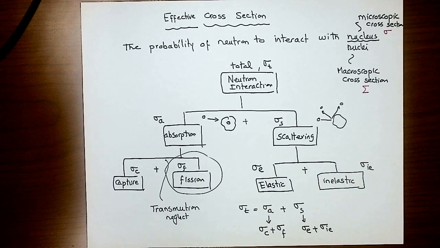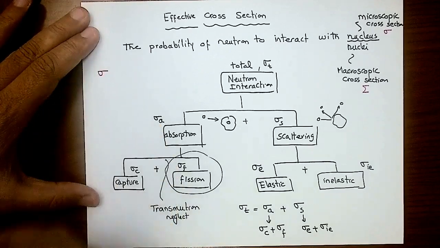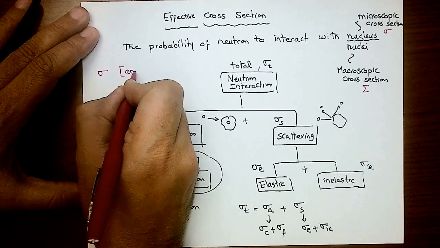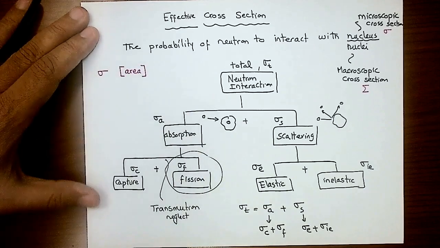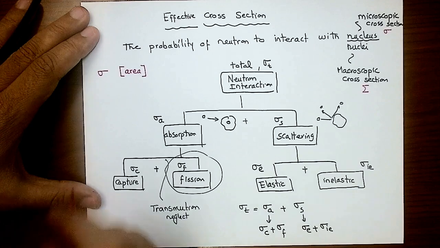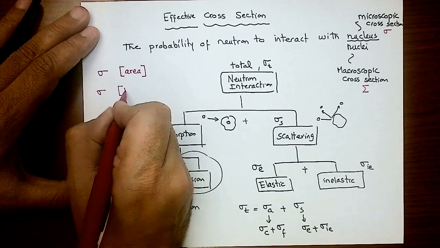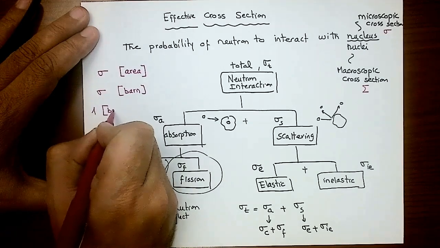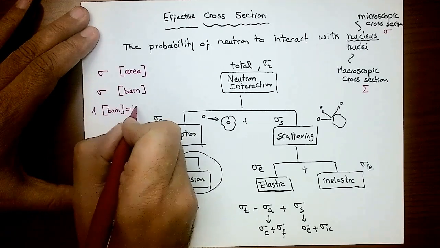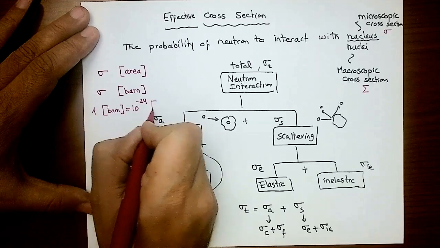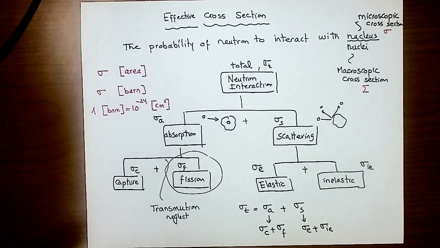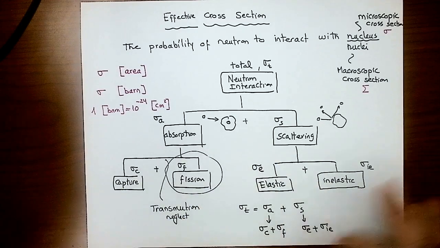How do we measure the sigma or sigma small? Remember, we are talking about sigma small. Sigma small has a unit of area. And the standard unit for sigma is actually called the barn. And one barn is simply 10 to the minus 24 centimeters squared.